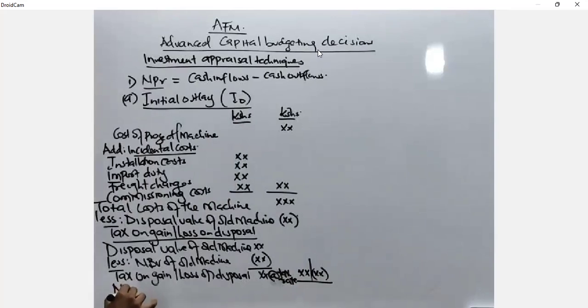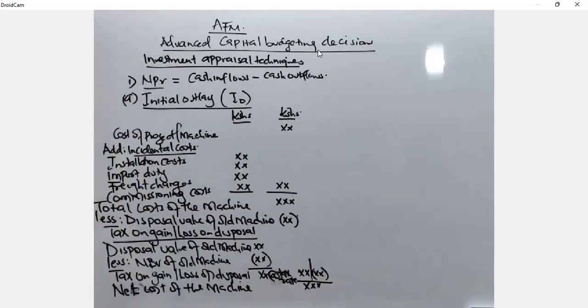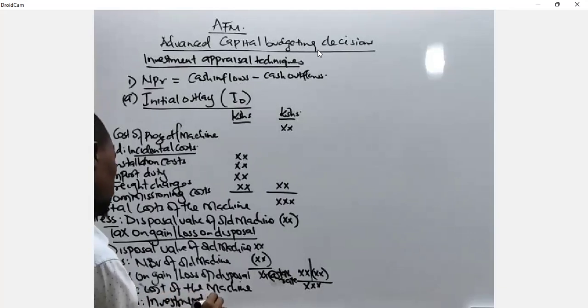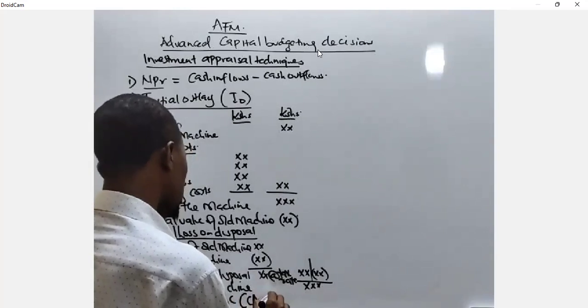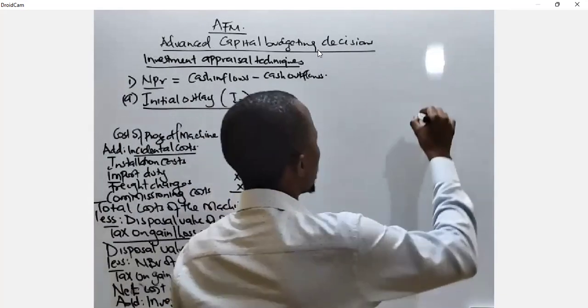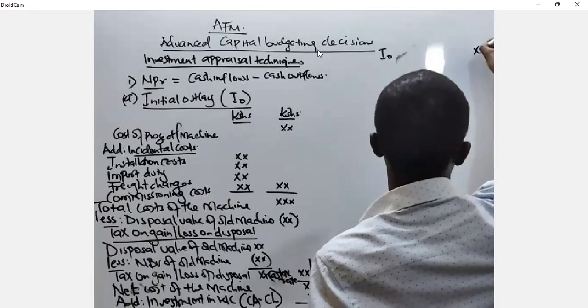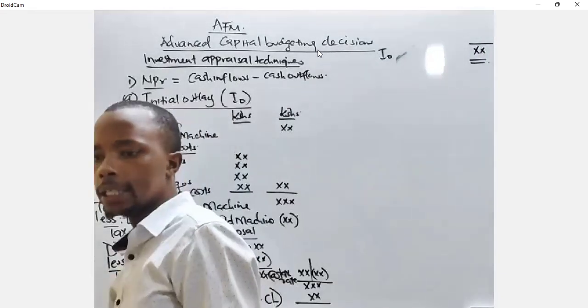It is normally called the net cost. It should be the net cost of the machine, and we put it there. Then we normally add investment in working capital. If it is not computed or given in a question, you just take your current assets minus current liabilities and put it there. Then what you get down here is what we call our initial outlay. That is how you get your initial outlay.